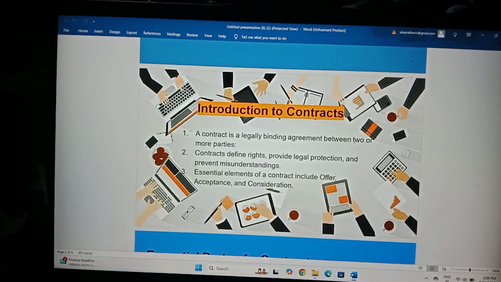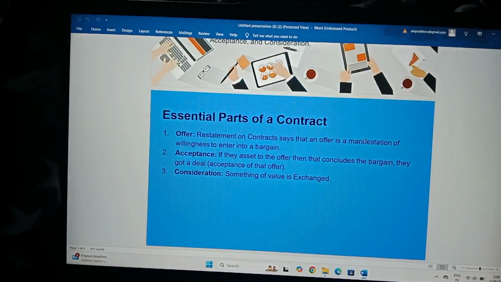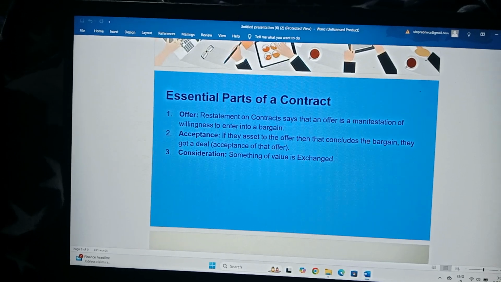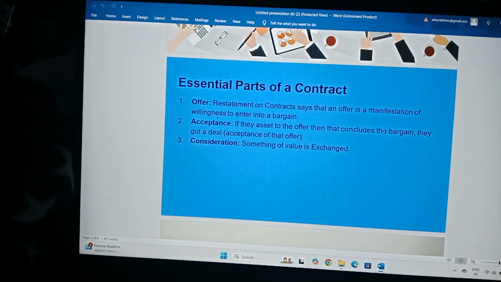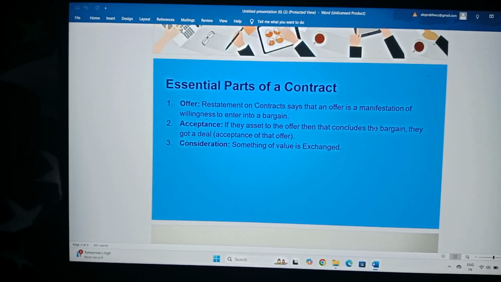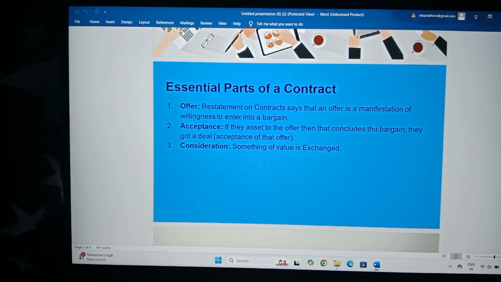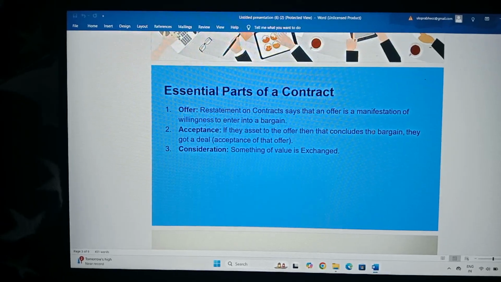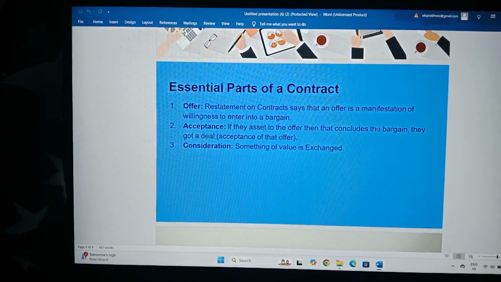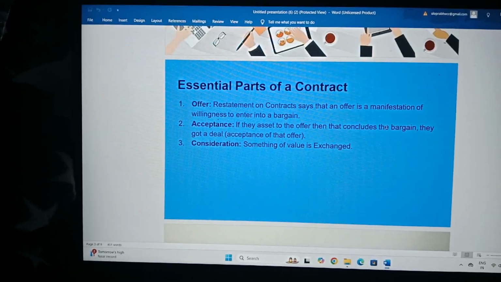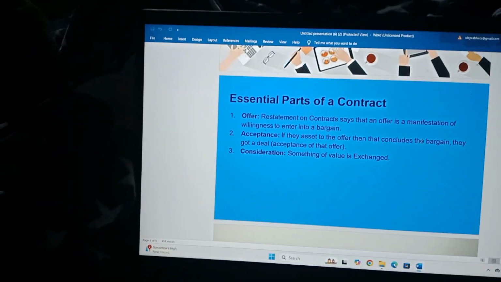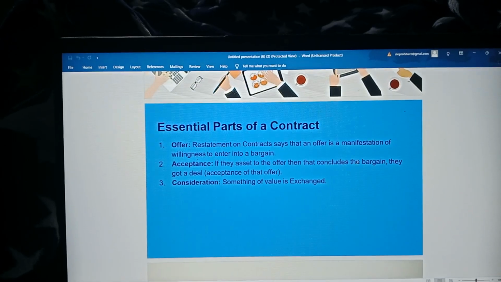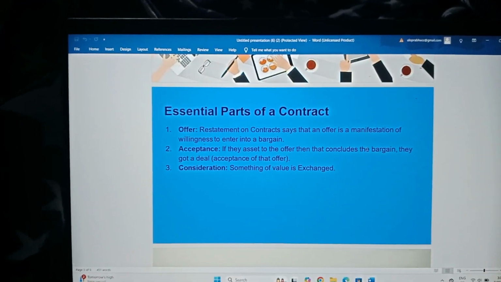So on the next slide we can see essential parts of a contract. The first one is offer. Restatement on contracts says that an offer is a manifestation of willingness to enter into a bargain. Manifestation of a willingness to enter as justified by the other person.